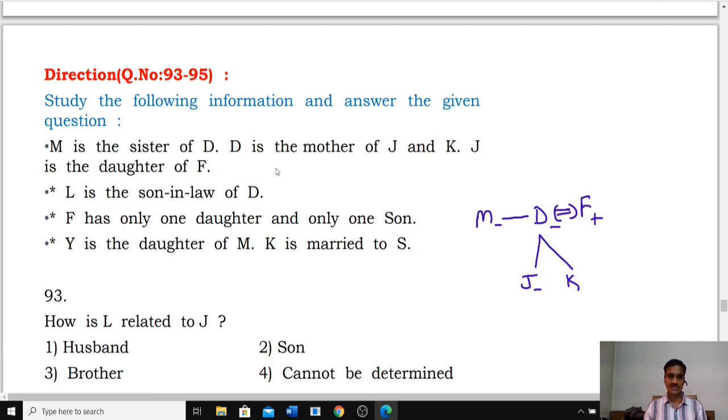M is the sister of D. D is the mother of J and K. J is the daughter of F. L is the son-in-law of D. And next one. F has only one daughter and only one son.